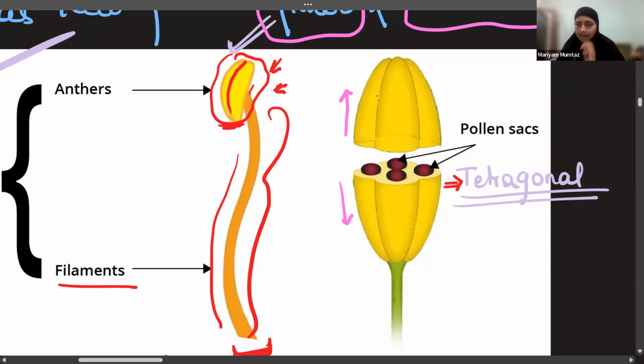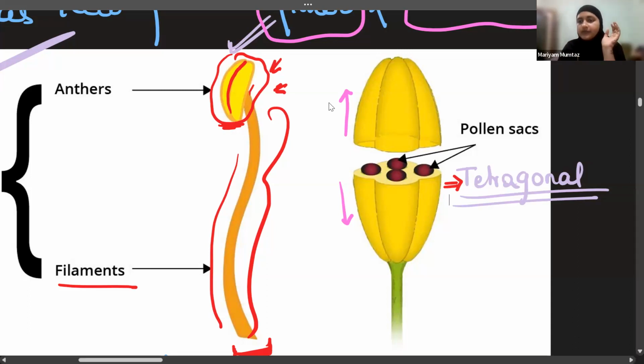Now it was bilobed, right? So there should be two, exactly, but each of those 2 lobes has 2 structures present. Bilobed was there, 2 lobes came out. This has 2, this has 2. So when we join them, it is tetragonal. In totality, the anther is bilobed, dithecous, and tetragonal. 3 properties, very important. Bilobed, dithecous, tetragonal. It always comes in question.